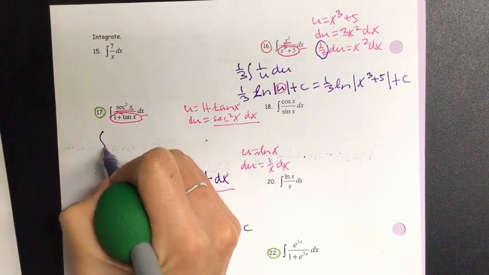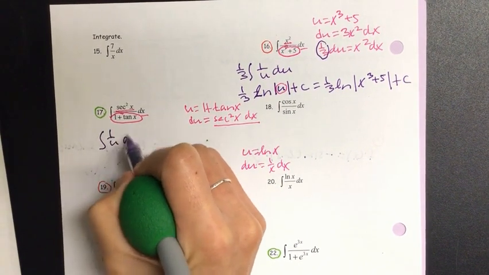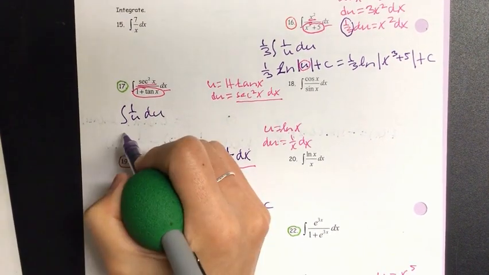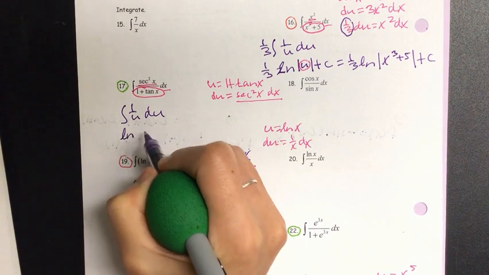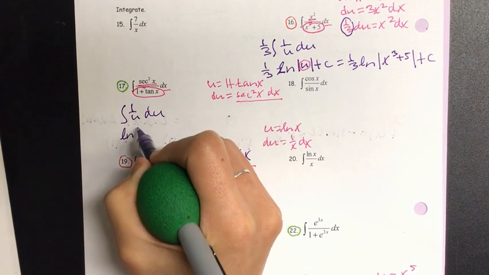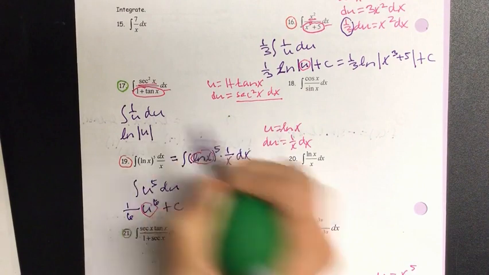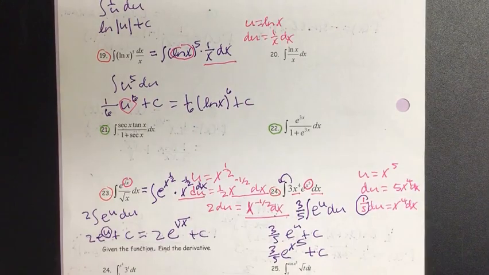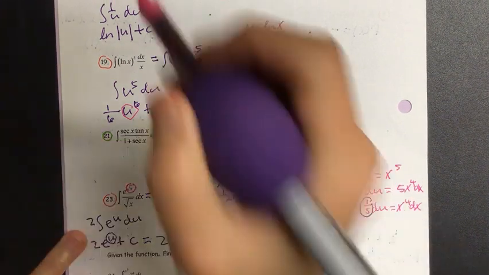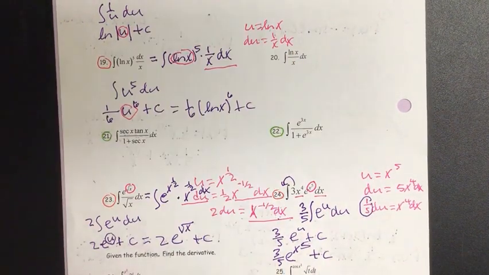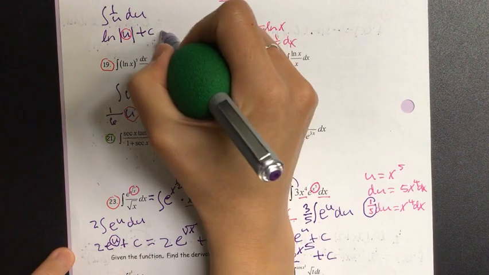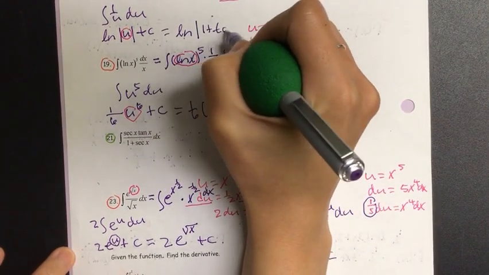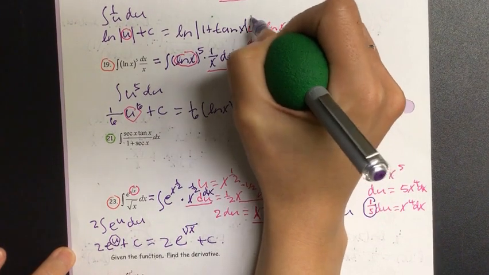So let's rewrite this in terms of u. And when we integrate 1 over u, it is what? Natural log of u. And what was it specifically? The absolute value. And we need plus c. Let's plug the u back in. So we have our natural log of the absolute value of 1 plus tangent of x, plus c right there.